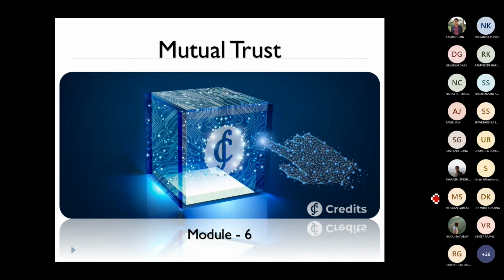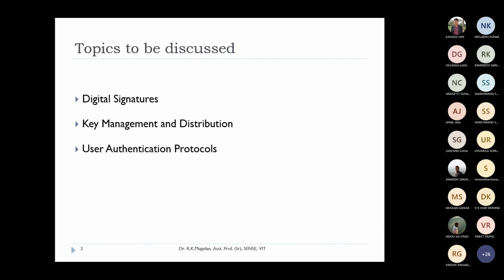Mutual trust is the name given for module 6. So whenever I say mutual trust, you have to trust me and I have to trust you. In this module, what we are going to discuss is nothing but applications of whatever we studied before this module. We discussed data confidentiality and data integrity. To maintain data confidentiality, we saw cryptographic techniques, and for integrity, we saw hashing and MAC. So what are the applications which have been built using these 2 techniques?